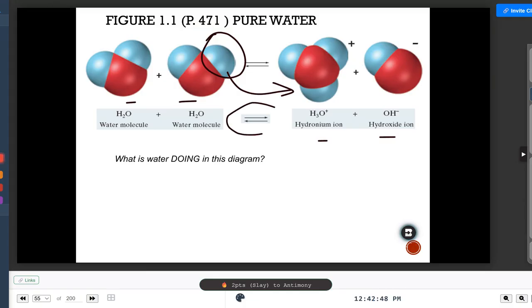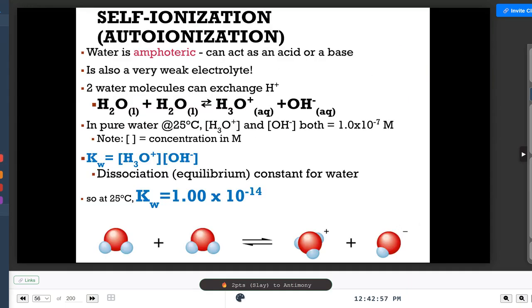And again, you'll notice that this is an equilibrium reaction. So this is happening in both directions. You're going to have some of these ions turning back into water again. And so this is what we call self-ionization of water, and this is the formula for it. H2O as a liquid plus H2O as a liquid is going to turn into H3O plus aqueous plus OH minus aqueous.